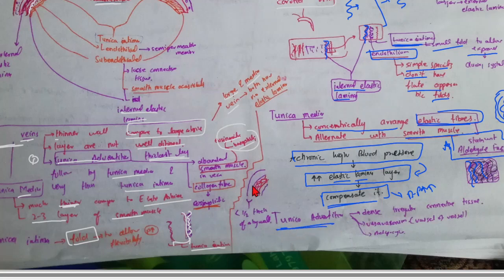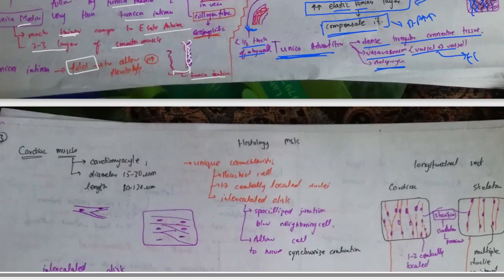Another is the tunica adventitia. You see from here, this is the external layer, and it is about 1 to 2% of the thickness of the wall. The thickest tunica adventitia is present in the veins. It has dense irregular connective tissue. Vasa vasorum means vessels of the vessel: the tunica adventitia has vessels present in it. It also has adipocytes present.